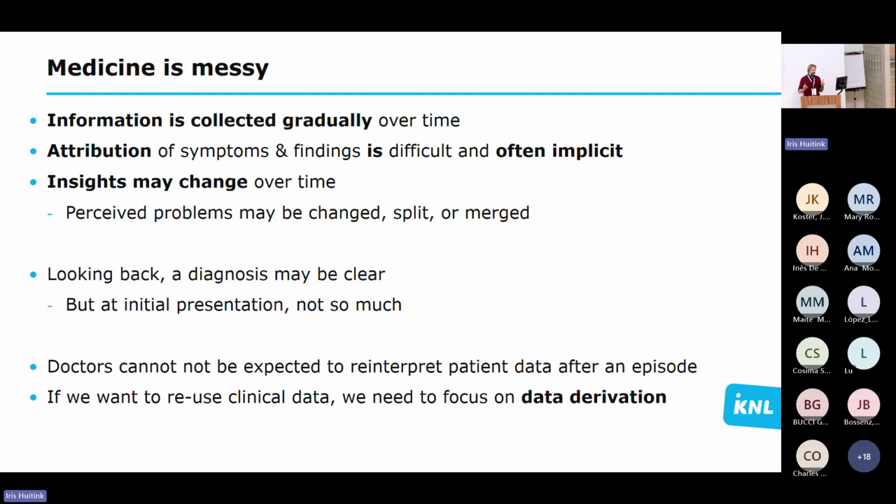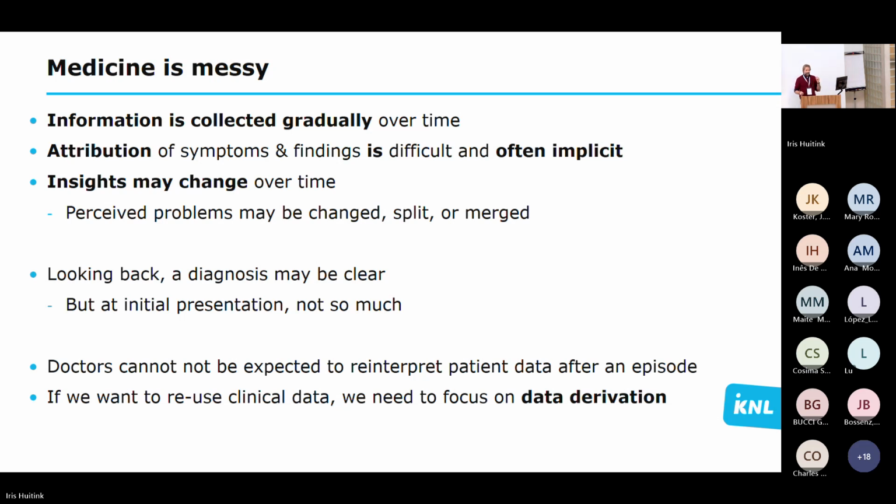Don't get me wrong. But what researchers often forget is that medicine is messy. When we see a patient for the first time, we don't know what he or she has. We collect this information over time. And our understanding of what's going on can change. Diagnosis may be changed, they may be split, they may be merged, it can be all kinds of different things.